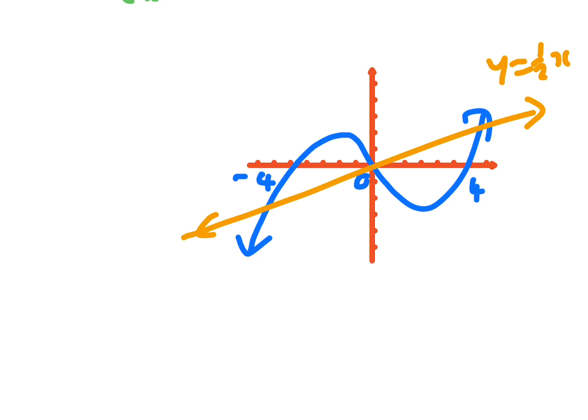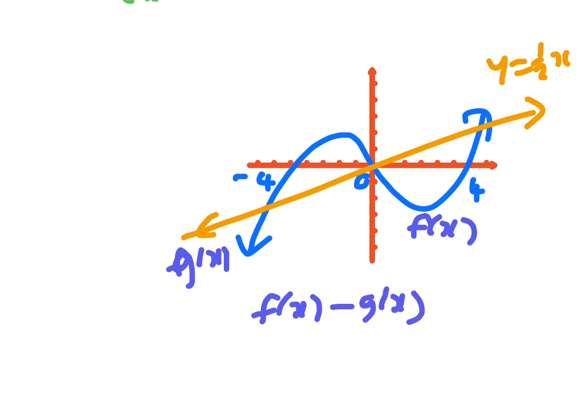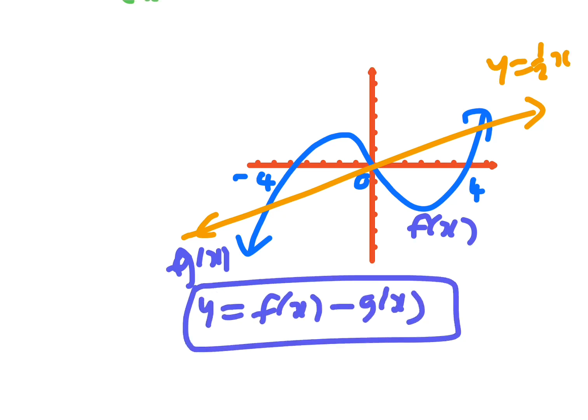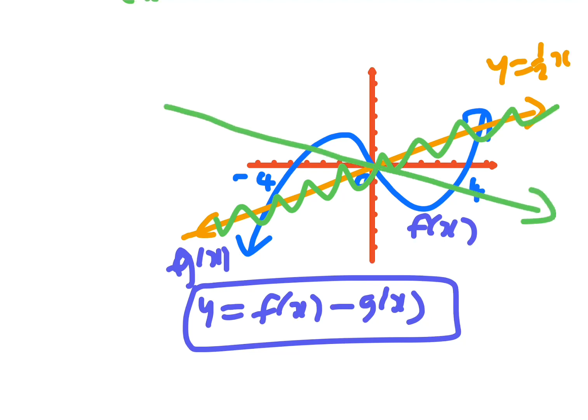Now, that one's g of x and the blue one's f of x. I want to draw f of x minus g of x. I don't want to draw f of x plus g of x. So if I did minus g of x, then the orange graph, which is g of x, is going to change and flip around, and then we have this graph here.